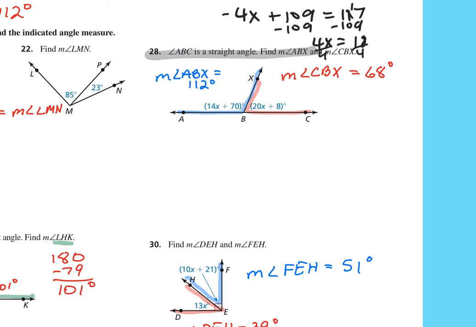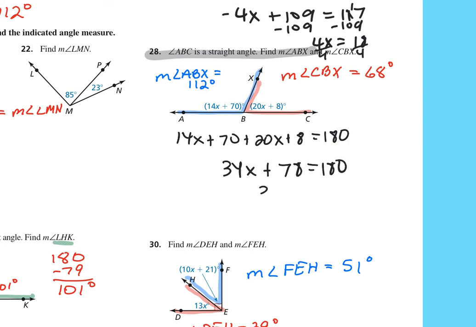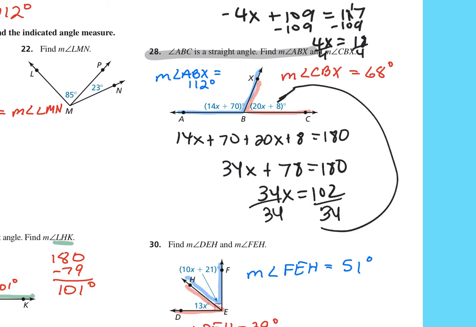It's like 180. This, yeah, but you have 14x plus 70 plus 20x plus 8 equals 180. If you are doing it in your head, you have to stop and you have to show the work. So this would be 34x plus 78 equals 180. 34x equals 102. Divide by 34. And then you have to plug it back in, right? So there's a lot of work there that I'm looking for. And if you don't have it, you're going to lose the points.